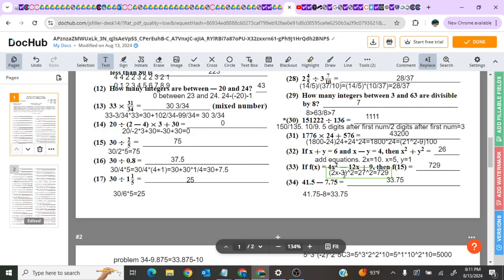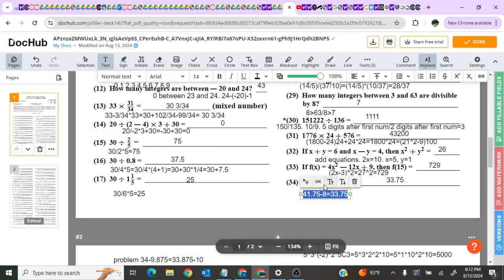34, 41.5 minus 7.75. You can do that. You can also make things a bit easier on yourself. Increase this number by 0.25 and increase the number you're subtracting by 0.25, and you'll get an equivalent equation, but now the math is a lot easier. So 33.75.